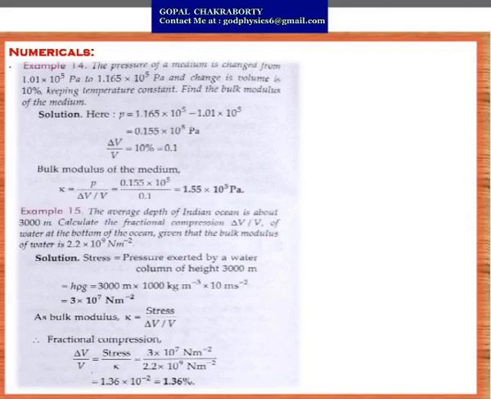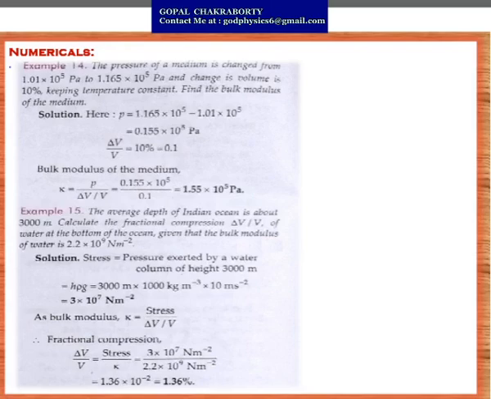So this is your volumetric stress. And what is the volumetric strain? That is delta V by V, which equals 10%, that means 0.1. So your bulk modulus, as you know, is the volumetric stress by volumetric strain. So simply putting in the values, you get K is equal to 1.55 into 10 to the power 5 Pascal.